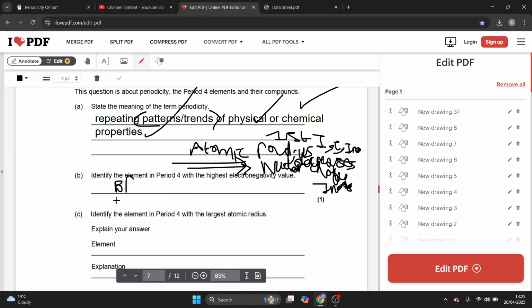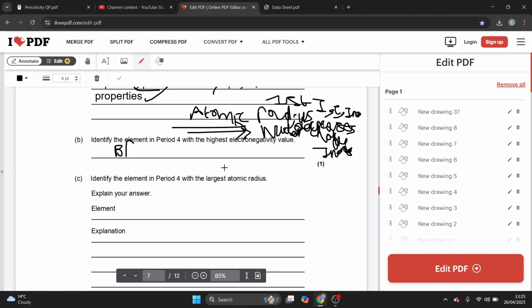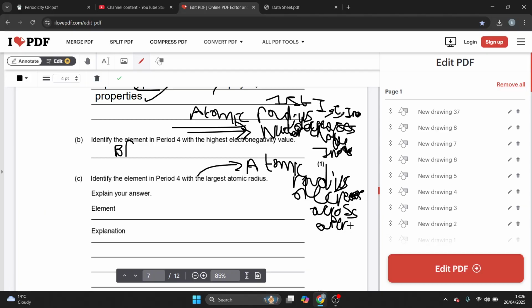Bromine. Identify the element in period 4 with the largest atomic radius. Now I know atomic radius decreases across a period. So the one with the largest atomic radius is obviously going to be potassium.